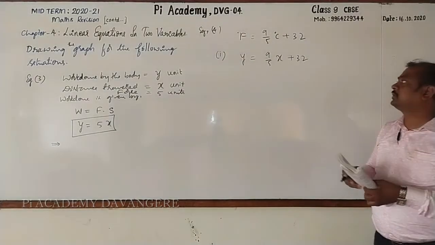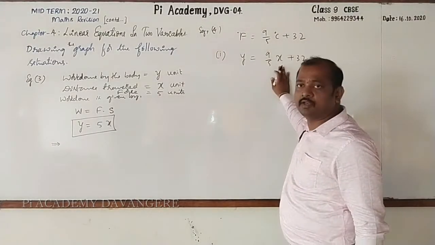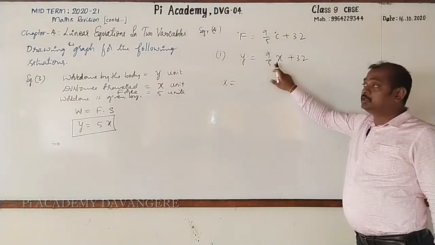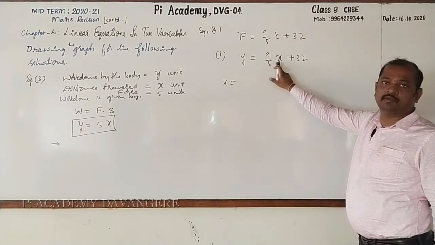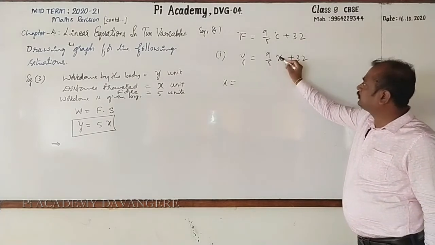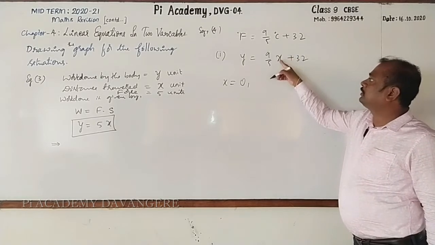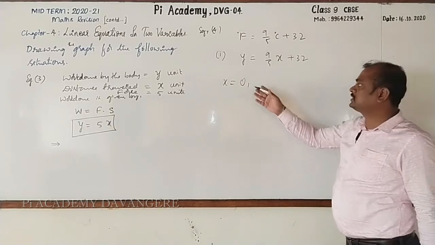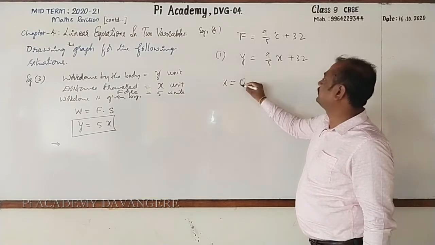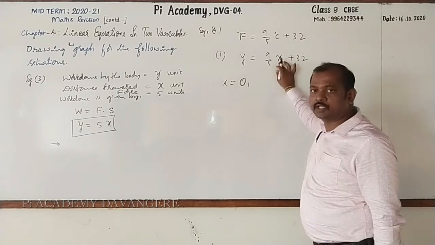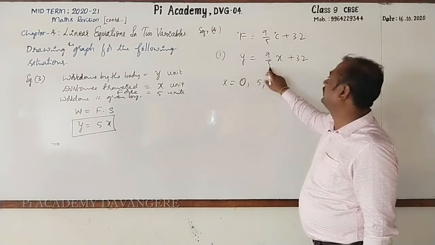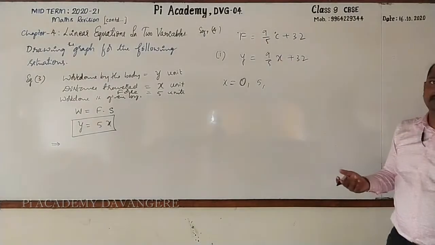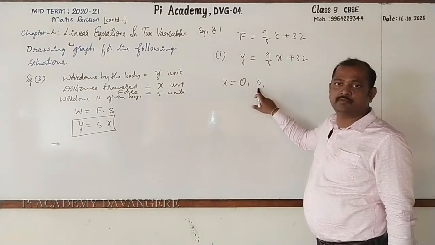Then to draw the graph for this equation, again you have to choose the values for x. How do you take x values? It is better to go for taking the multiples of 5 because it will be easier to cancel. If you take 0, it will be 9 by 5 into 0, 0. 0 plus 32, 32. When x is 0, y is 32. Next, no need to go for taking 1. Instead, take 5. 5 and 5 get cancelled, 9 will remain. 9 plus 32, 41. When x is 5, y is 41.